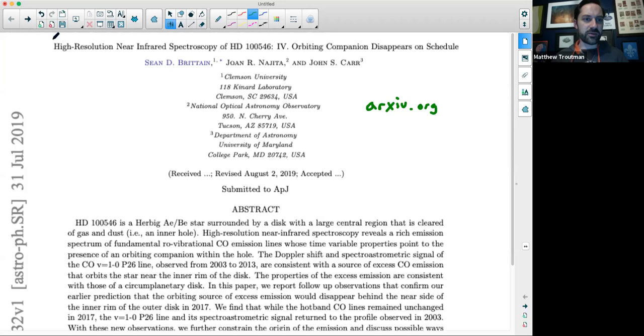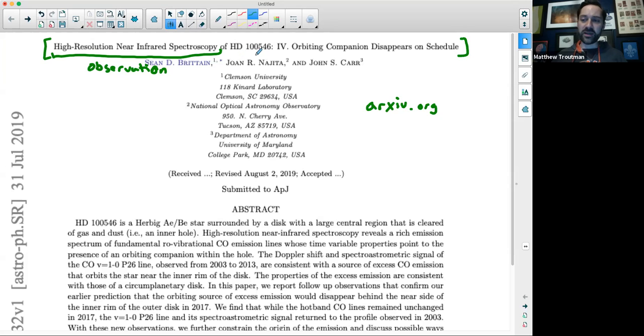So today we are looking at High Resolution Near Infrared Spectroscopy of HD 100546, Part 4: Orbiting Companion Disappears on Schedule. Ominous title from Dr. Britton. So let me simplify our title here. High resolution near infrared spectroscopy is an observation. So this can just be an observation of HD 100546.